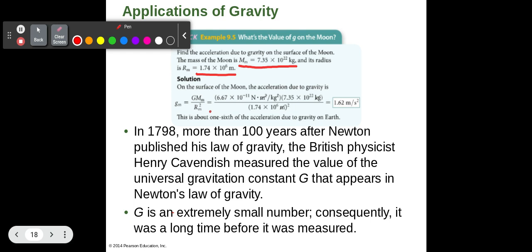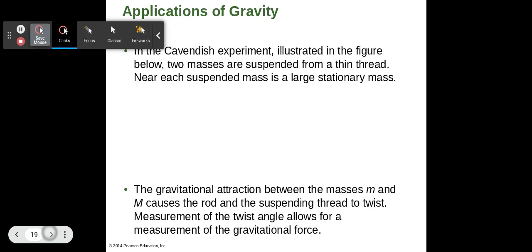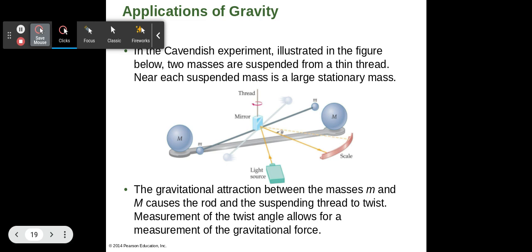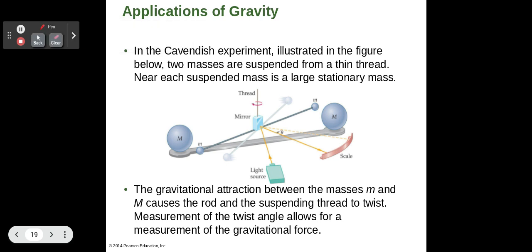So in 1798, Henry Cavendish measured the value of G that appears in the universal gravitational formula, and found that G was an extremely small number. That's why it took over 100 years to find out what that number was, because it's so small. The experiment that he used is pretty interesting. This is the Cavendish experiment.